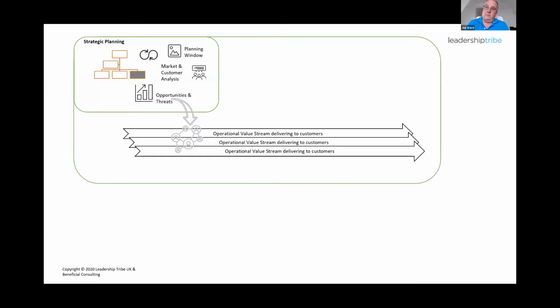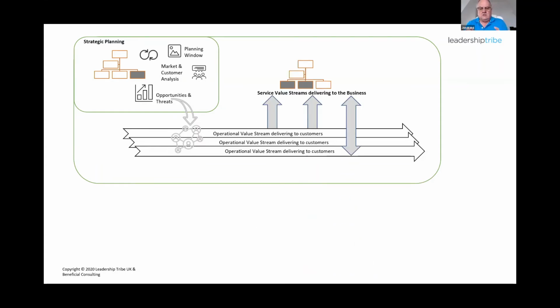If you're in an insurance company, the value stream that generates the revenue is the means of selling a life insurance policy or a car insurance policy, but it's not your IT function. Operational value streams deliver to customers, and you can always identify them because there's always some cash in there, unless of course you're in a non-profit organization or a charity.